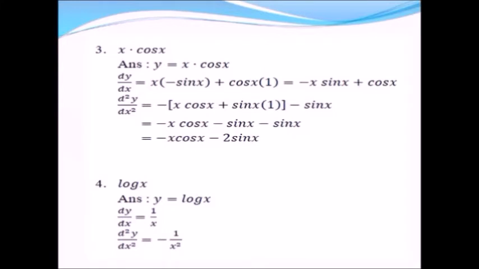Now find out second order derivative. Now differentiation of dy by dx is d square y by dx square, that is equal to minus as it is. Now again product of two functions. So first function x as it is, differentiation of sin x is cos x, plus sin x as it is, differentiation of x is 1. And differentiation of plus cos x is minus sin x. Simplify this, you will get minus x cos x minus sin x minus sin x. That is same as minus x cos x minus 2 sin x. That is the solution for the third problem.